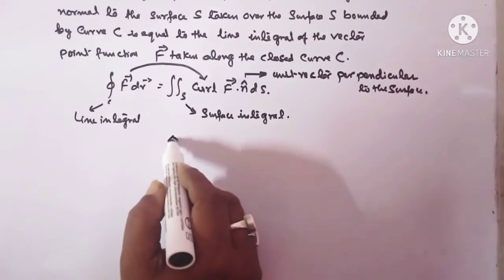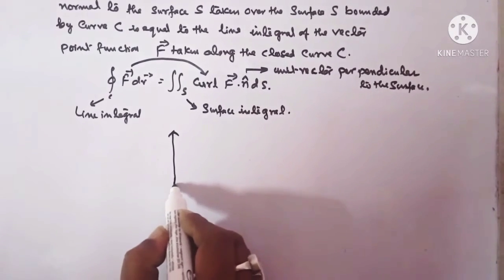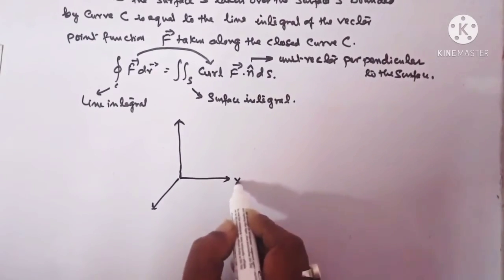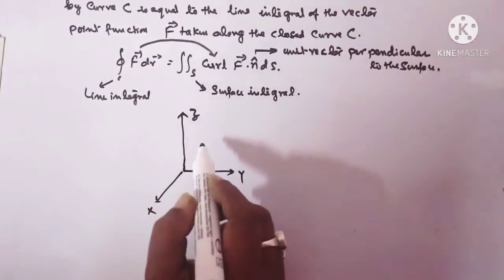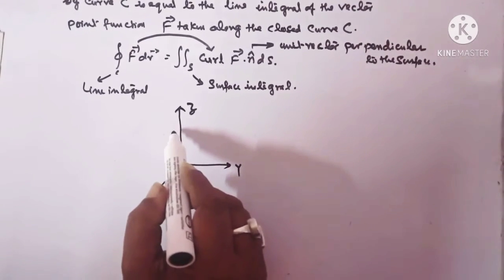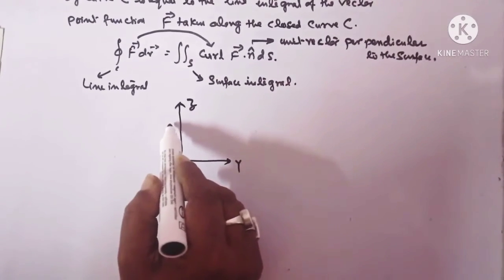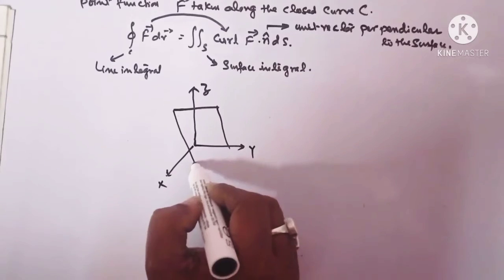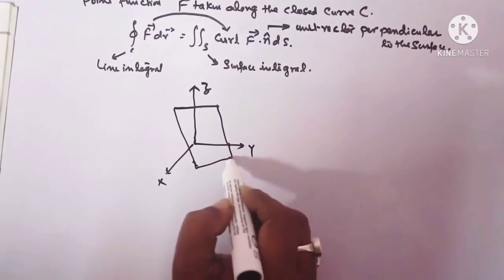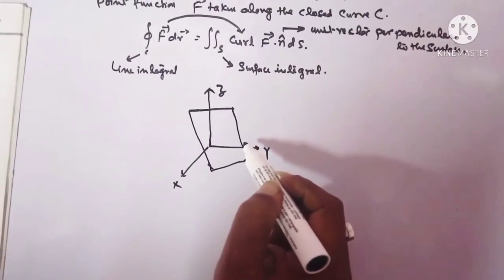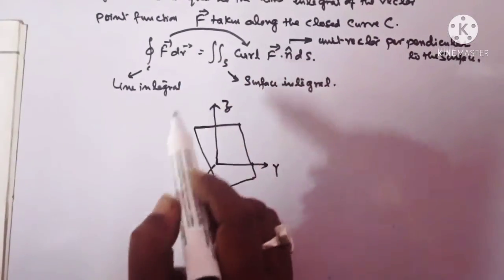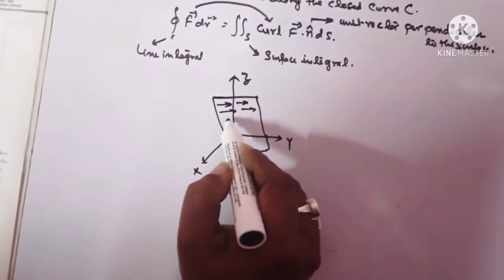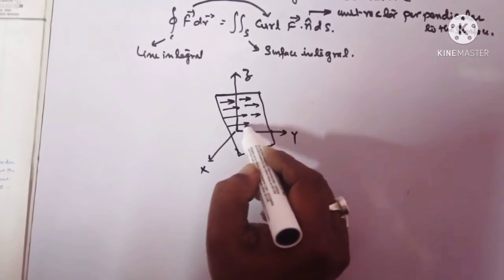Now suppose let us take a plane in 3 dimensions, with axes y, x, z. Suppose this is the plane I have taken in 3 dimensions. Now f is a vector.